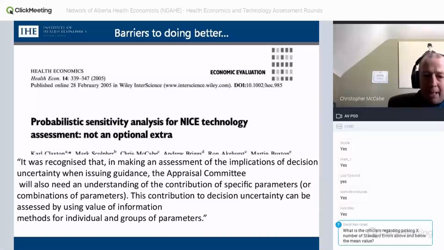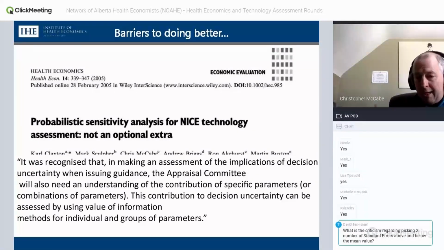It was recognized that in making an assessment of the implications of decisional uncertainty when issuing guidance, the appraisal committee will also need an understanding of the contribution of specific parameters. This contribution to decision uncertainty can be assessed using value of information methods for individuals and groups of parameters. Of course, this is wrong. It tells you what the value of knowing more is, or knowing with certainty the value of a parameter, so that it tells you the change in the risk of making the wrong decision.